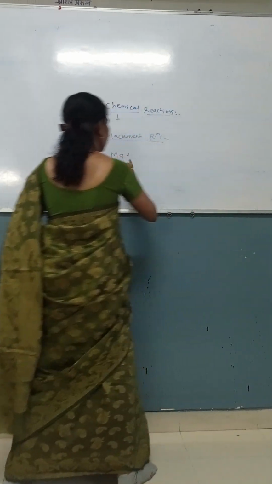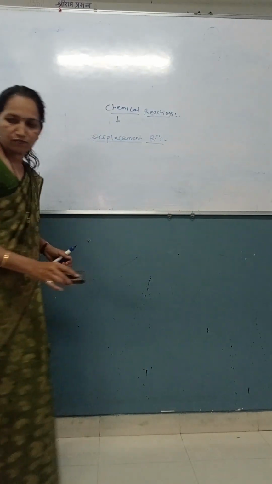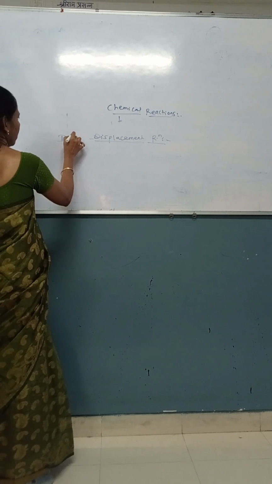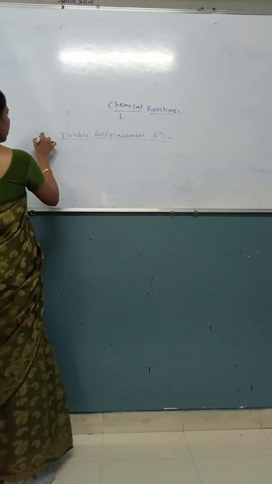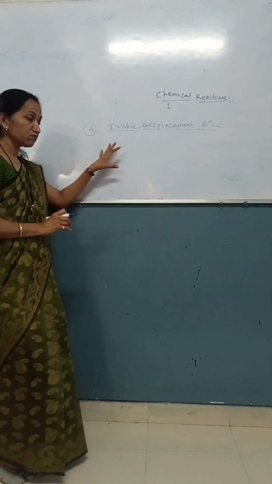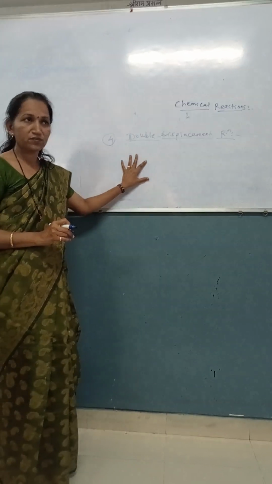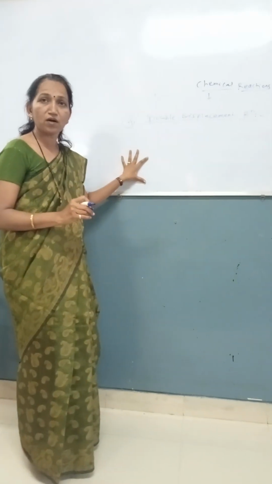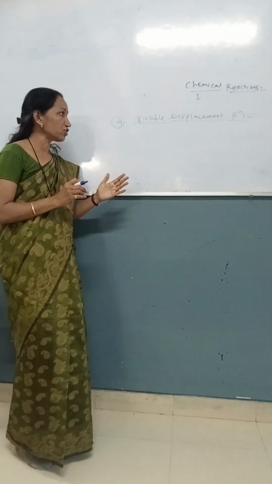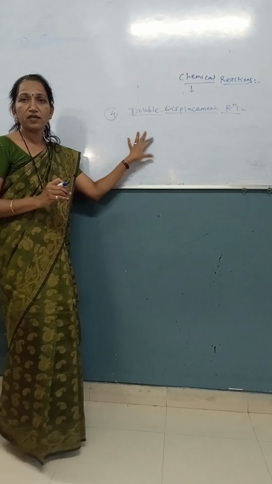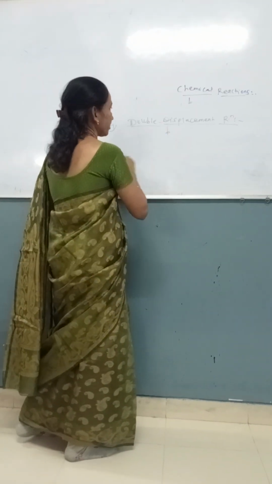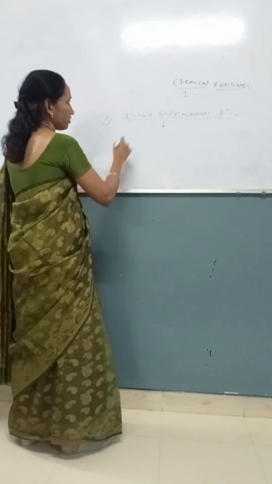Now the fourth one is the double displacement reaction. This is the fourth type of chemical reaction. Now, what is meant by double displacement reaction? Here there is interchanging of compounds of different metals. The interchanging of metal compounds occurs here, and new salts are formed. That is a double displacement reaction. So, which are the examples of this reaction?